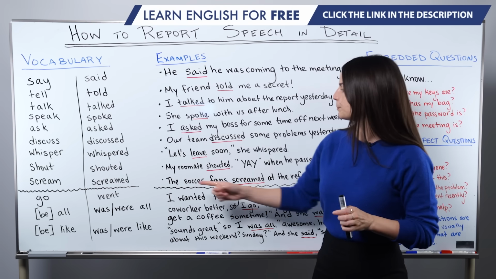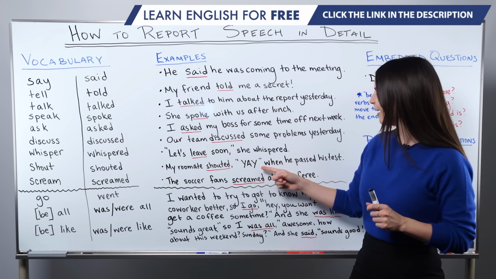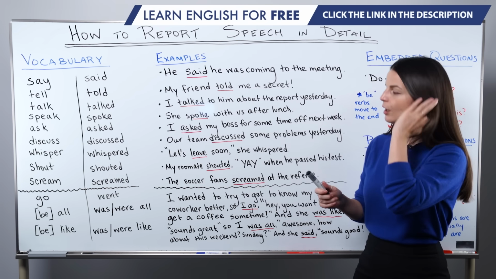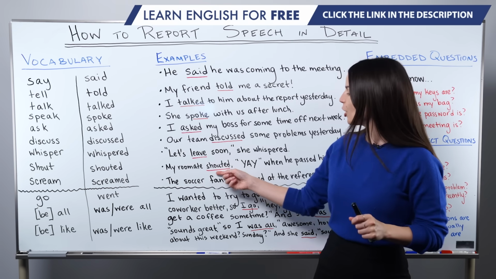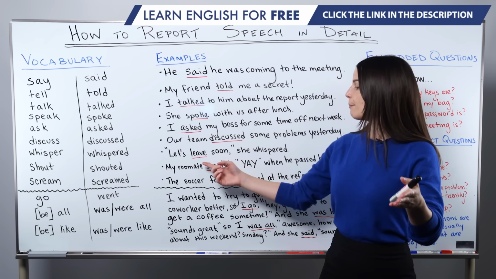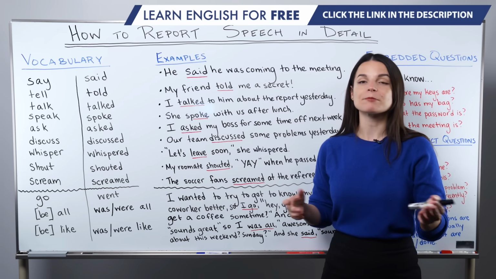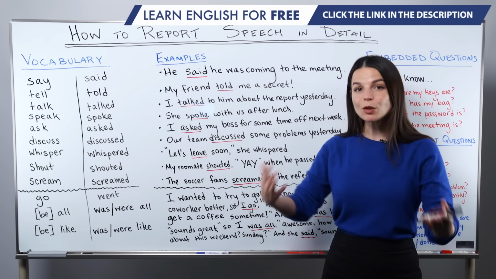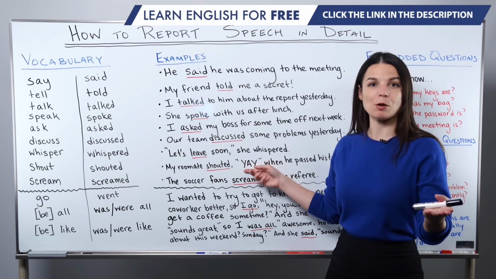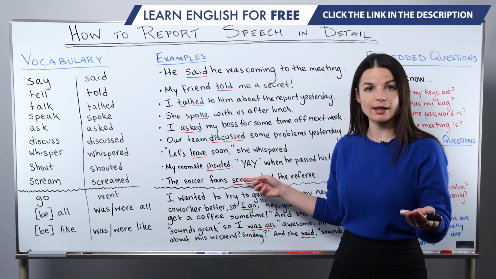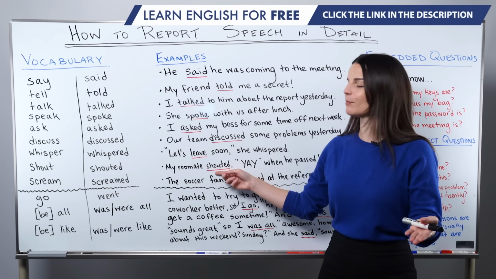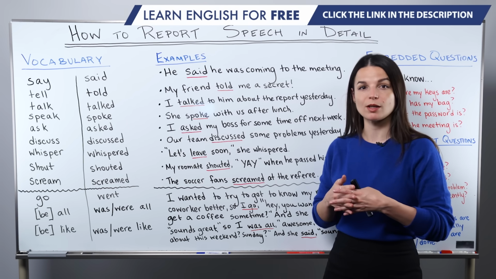So let's look at the example. My roommate shouted, yay, when he passed his test. So this use, shouted, shows that the yay was said in a very loud voice. Again, if you said, my roommate said yay when he passed his test, it's also correct, but it doesn't communicate the excited feeling that this sentence has. So this is a happy moment. The roommate is probably very excited. Choosing the verb shout instead of said sounds a lot better because it matches the feeling that we're communicating here.